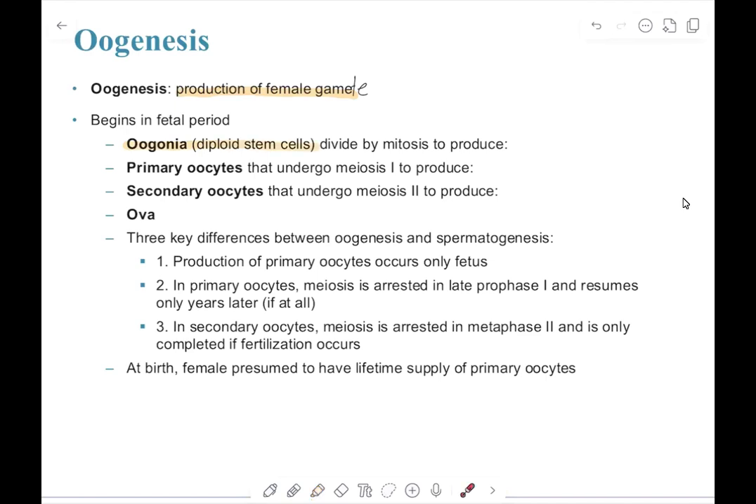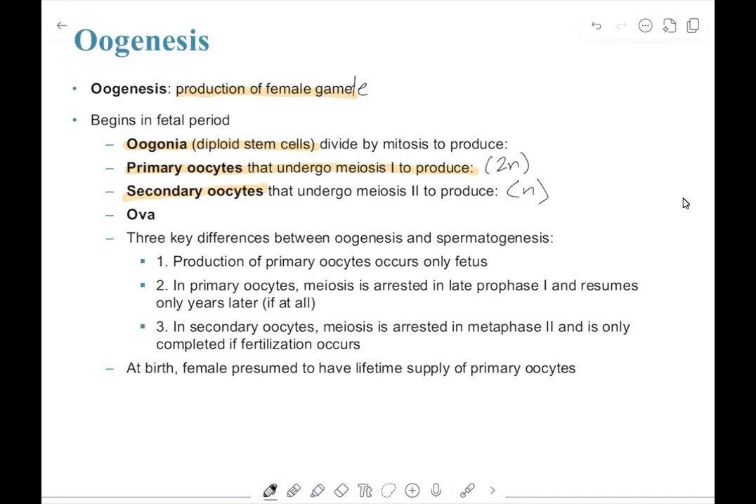And when something ends with gonia, like, for example, spermatogonia, those are diploid stem cells. They're going to divide by mitosis first, and that product enters into meiosis. So it begins as a primary oocyte that undergoes meiosis 1, and that primary oocyte, remember, is diploid. So meiosis 1 produces a secondary oocyte, which is then haploid.